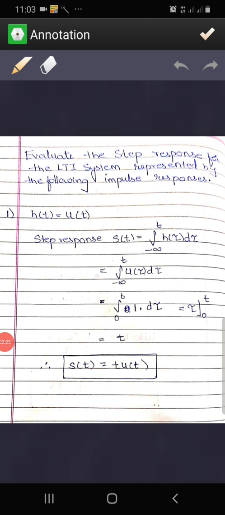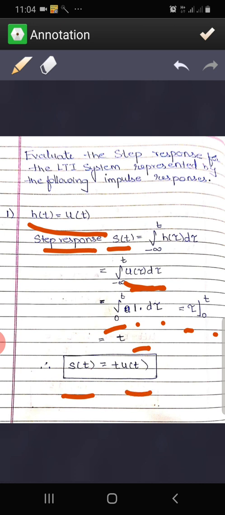Now let us do some problems on it. h of t is equal to u of t. Step response, we know that the step response s of t is given by the integral from minus infinity to t of h of tau d tau. Therefore integral minus infinity to t u of tau d tau. Why u of tau? Because h of t is given as u of t. You know that the limit is from minus infinity to t, but u of tau exists only from 0 to infinity. Now the limit will change from 0 to t. In this range, u is 1. Therefore integral of 1 with respect to tau is tau between the limits 0 and t. Therefore s of t, the step response, is t into u of t. Since it is a unit step response, you have to write whatever answer you get into u of t.